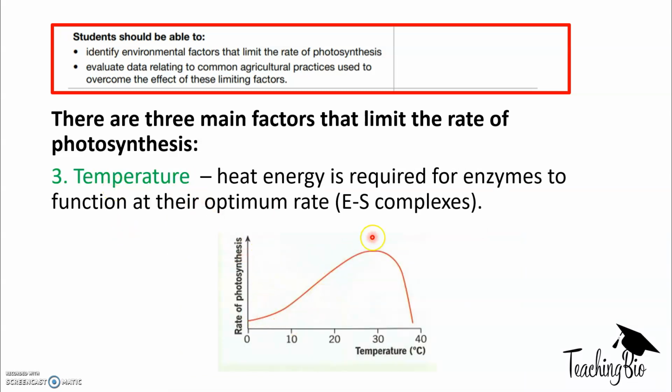Finally, temperature. The graph will look like this. Again, it's basically similar to the normal enzyme graph. The more heat energy we have, the closer we get to an optimum rate for the enzymes. We get more enzyme-substrate complexes. So the more complexes we have, the faster we can produce glucose. But obviously it gets to the optimum, then the enzyme will start to denature. Again, at too low temperatures, there's not enough heat energy to allow for successful enzyme-substrate complexes.